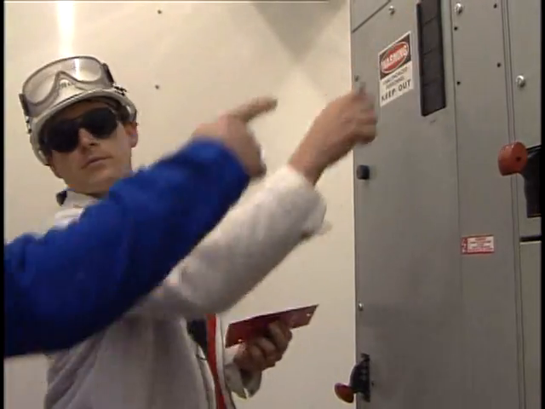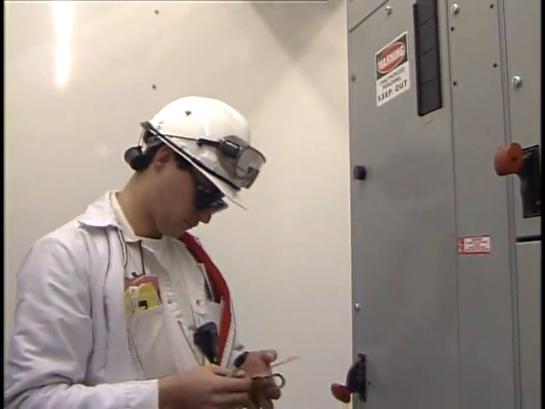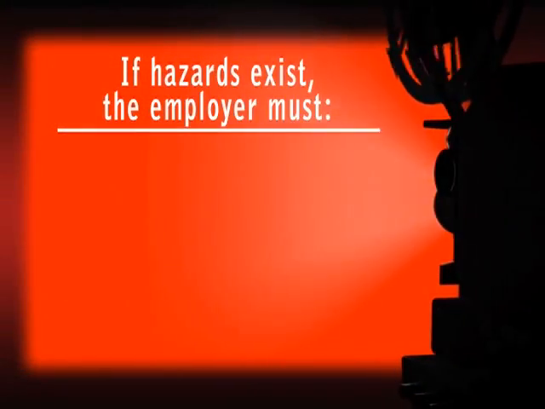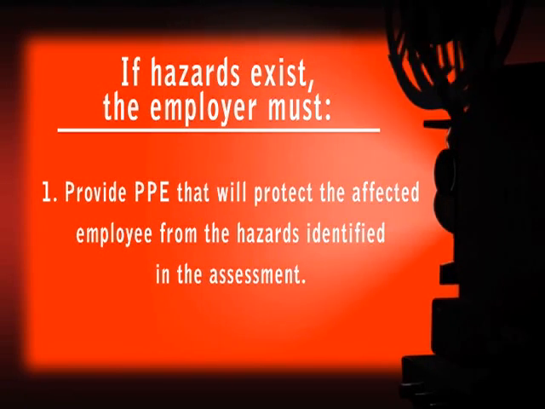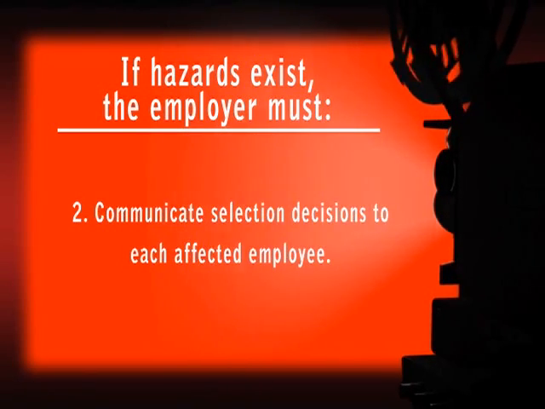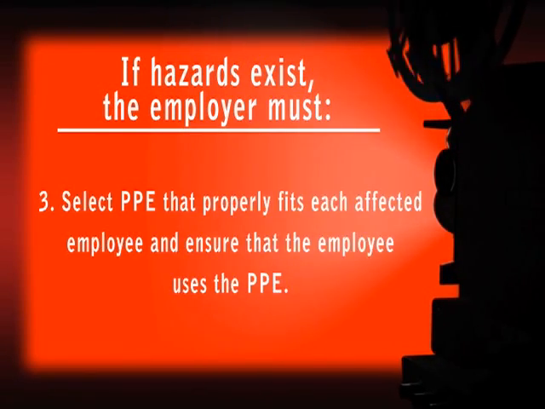The data and information obtained during the walkthrough should be organized and analyzed to enable proper selection of PPE. Each hazard should be reviewed and a determination made as to the type, level of risk, and seriousness of potential injury from each hazard found. The possibility of multiple hazards occurring simultaneously must also be considered. If hazards exist or are likely to exist, then the employer must provide PPE that will protect the affected employee from the hazards identified in the assessment, communicate selection decisions to each affected employee, select PPE that properly fits each affected employee, and assure that the employee uses the PPE.